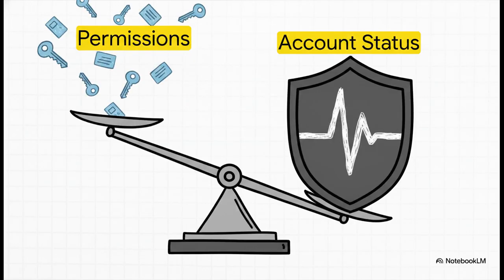Let's bring this all back together. The big idea here is that an all-access disabled code is almost always much larger than a simple permissions problem. Instead of putting your head down and focusing only on IAM policies, you absolutely must investigate the health and status of the AWS account itself. Account status overrides permissions every single time.